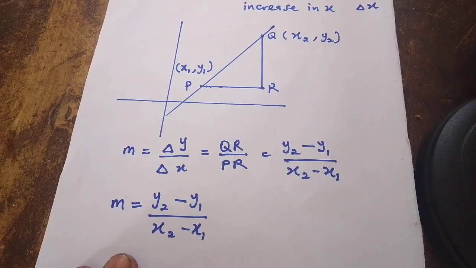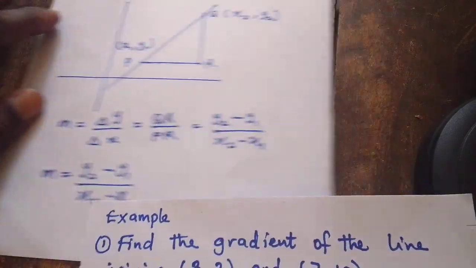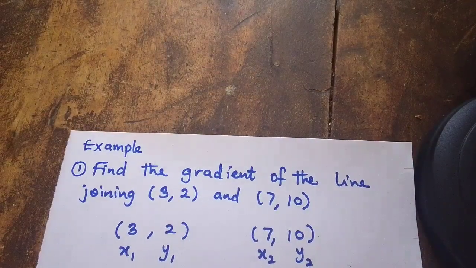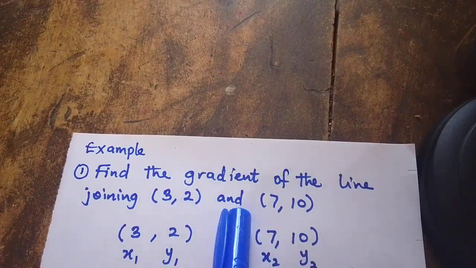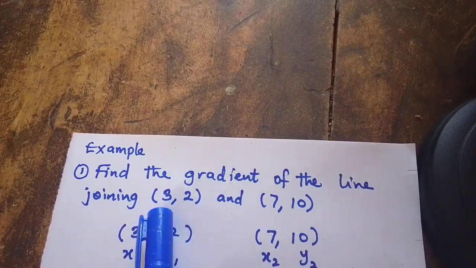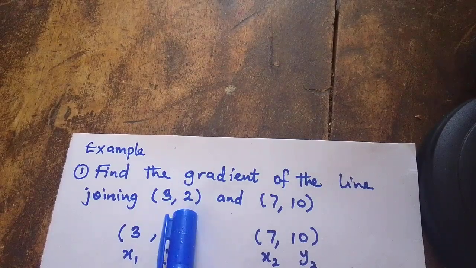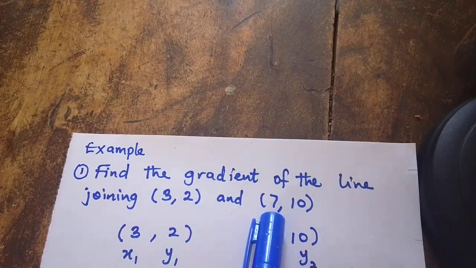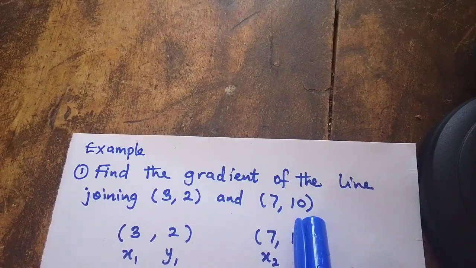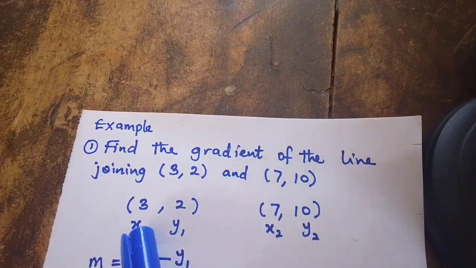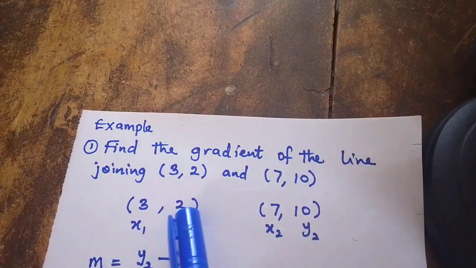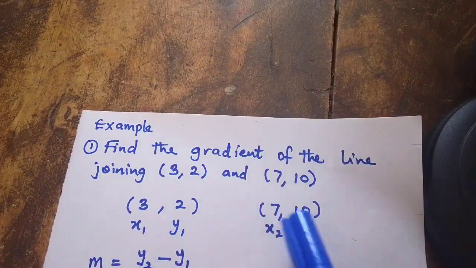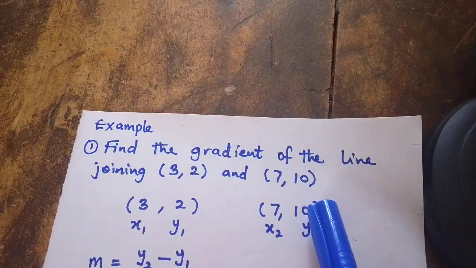Now let's look at this example. Find the gradient of the line joining coordinates (3, 2) and (7, 10). So this 3 is representing x, the 2 is representing y, this 7 is representing x, and 10 is representing y. So to do this, you set 3 to be x1, 2 to be y1, then 7 to be x2, and 10 to be y2.